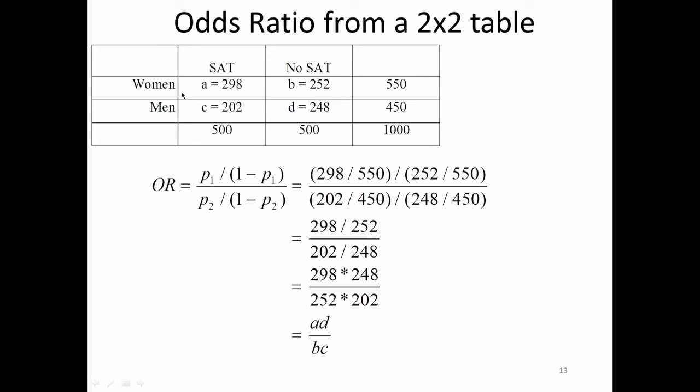Okay, so again we can use it in the form of a table. SAT, no SAT, women, men. Suppose 298 women received SAT, 252 did not receive, 550 is the total. For men, 202 received SAT, 248 did not receive, that comes to 450. Understand? So how do you calculate the odds ratio?